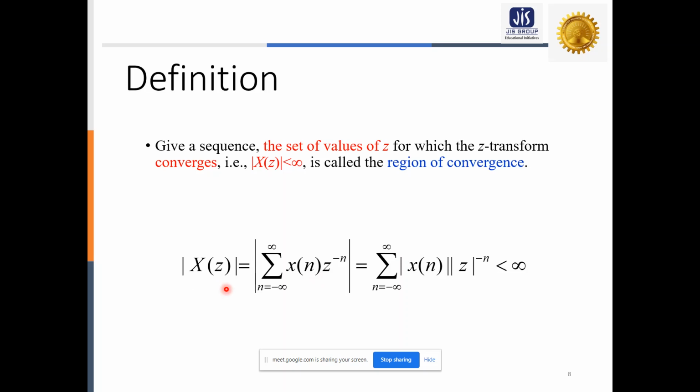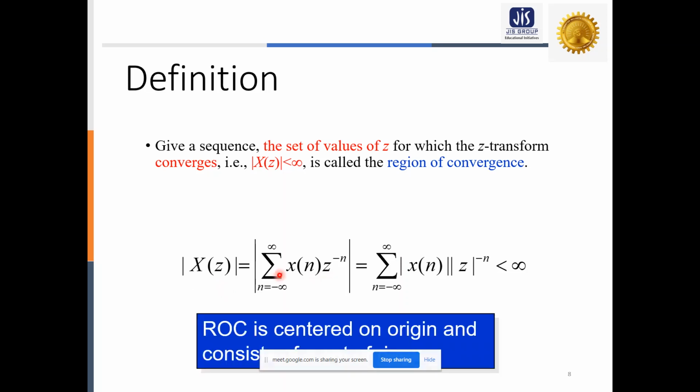So from the previous expression, X(z) is equal to this one with mod. This mod is nothing but representing the magnitude. So this is the summation of n equal to minus infinity to infinity of |x[n]| |z|^n, that is |x[n]| and |z|^(-n|, and this is less than infinity, because the set of values of z for which the z transform converges is called the region of convergence, and this is |X(z)| less than infinity. This is actually the region of convergence.